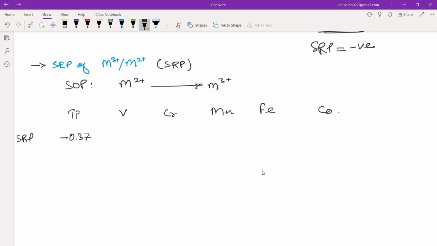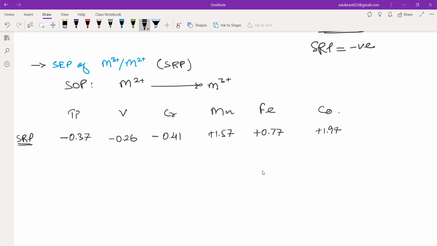If it is minus, that means they don't want to get reduced. They will oxidize easily. So titanium will oxidize easily. Vanadium also has minus 0.26. Chromium also has a minus, that is 0.41. Manganese has a very high, plus 1.57. We will look at the reason here. Iron has plus 0.77, and cobalt has plus 1.97.